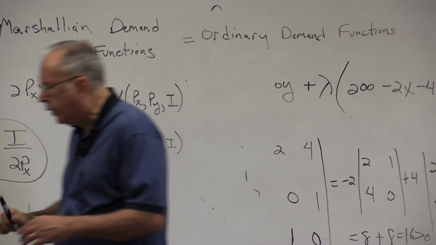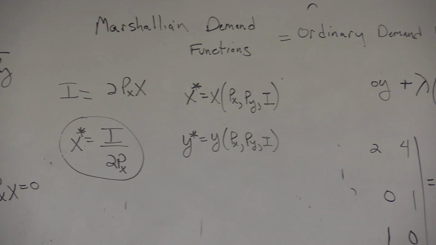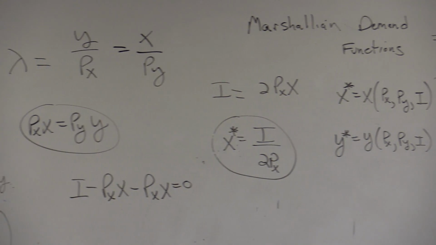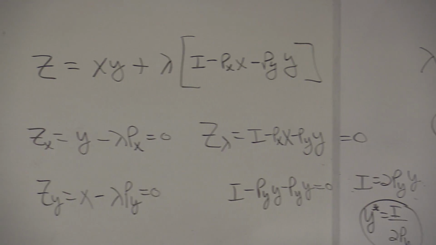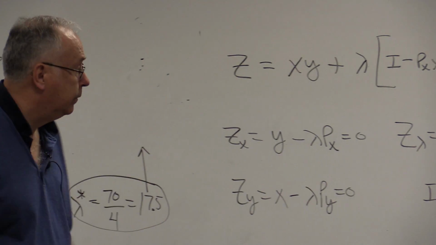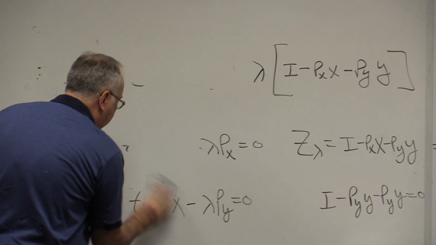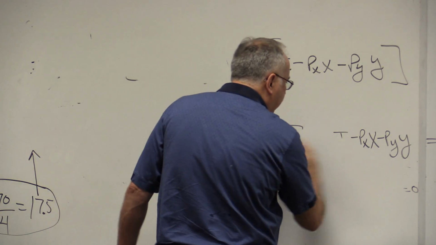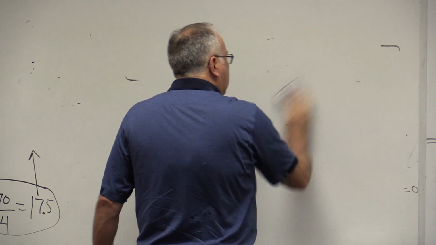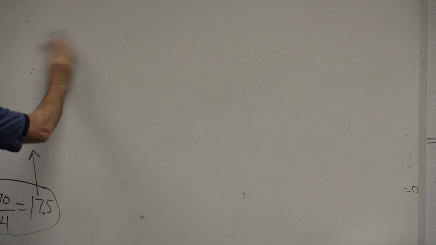So let me illustrate how you would use these ordinary demand functions. If you know income, the price of x, the price of y, you just plug in, and you get the optimal value of x. For example, let's consider this case right here. When I did this example in class last week, what values did I use for I, px, and py?